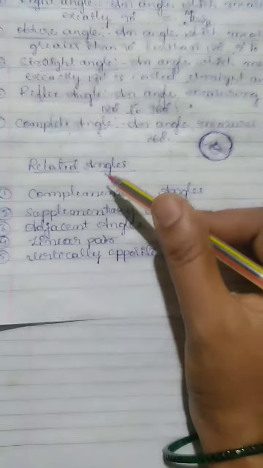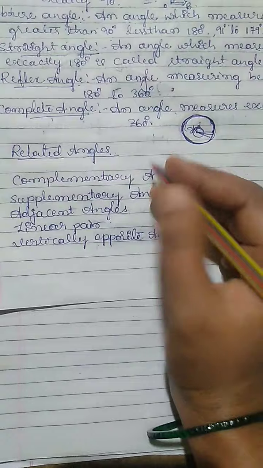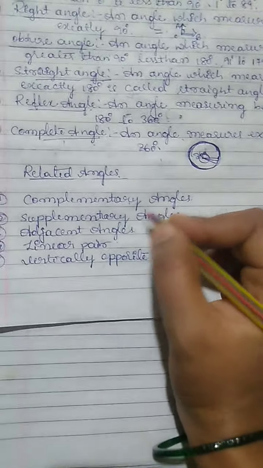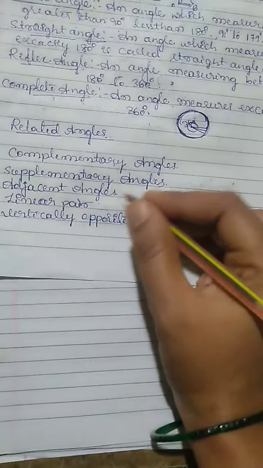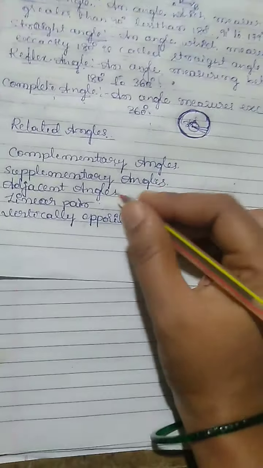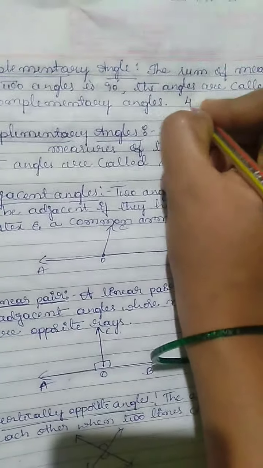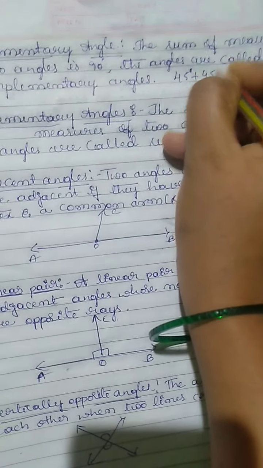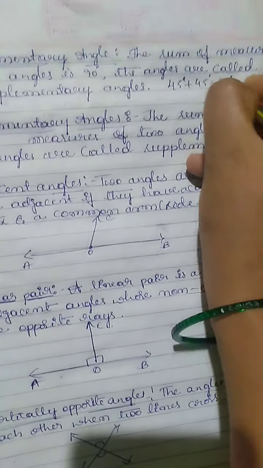Next, let us learn some related angles. That is complementary angles, supplementary angles, adjacent angles, linear pair, and vertically opposite angles. What is a complementary angle then? If the sum of the measures of two angles is 90 degrees, then these angles are called complementary angles. For example, 45 degrees plus 45 degrees. How much? 90 degrees. Very good.